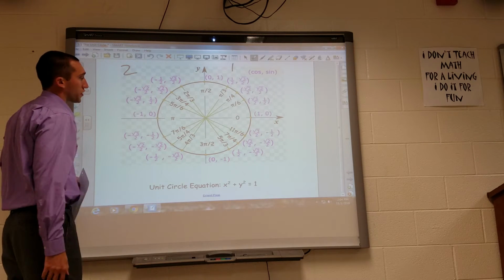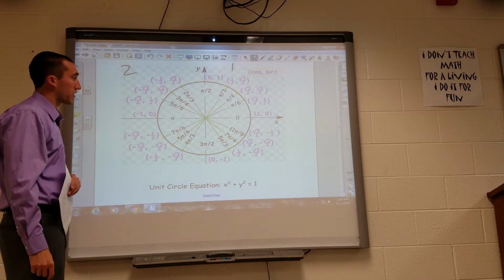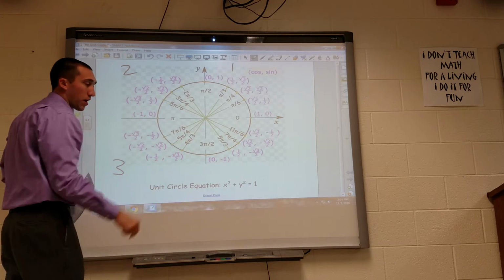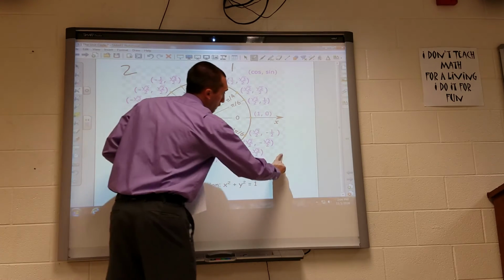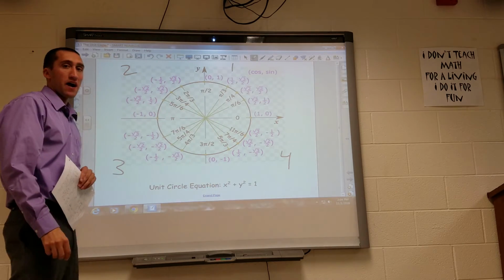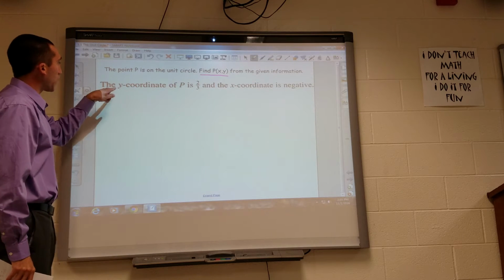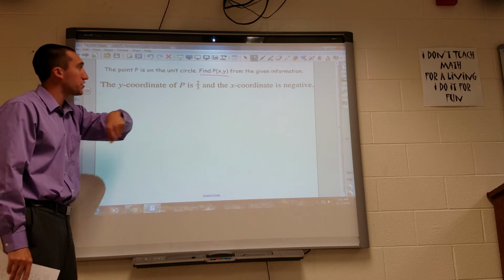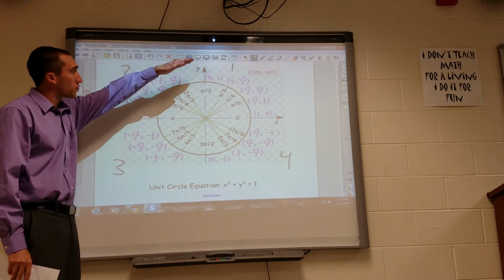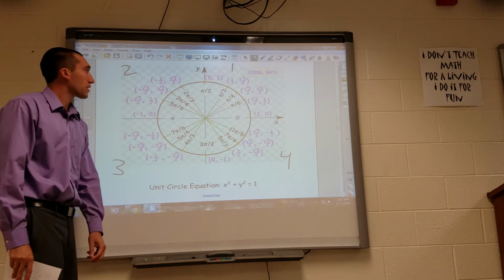In the second quadrant, my x values are negative, but my y values are still positive. In the third quadrant, my x values are negative and my y values are negative. And in the fourth quadrant, my x values are positive while my y values are negative. So in this example, they have said the y is a positive 2/3, and they have said the x-coordinate is negative. So when the y is positive, my x is negative, I must be in the second quadrant.